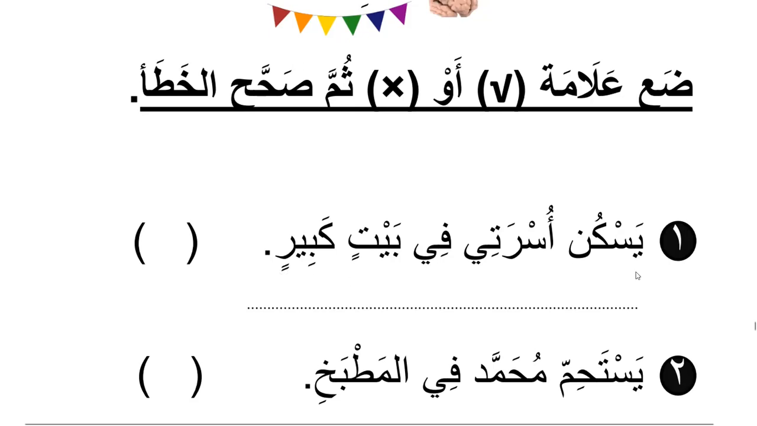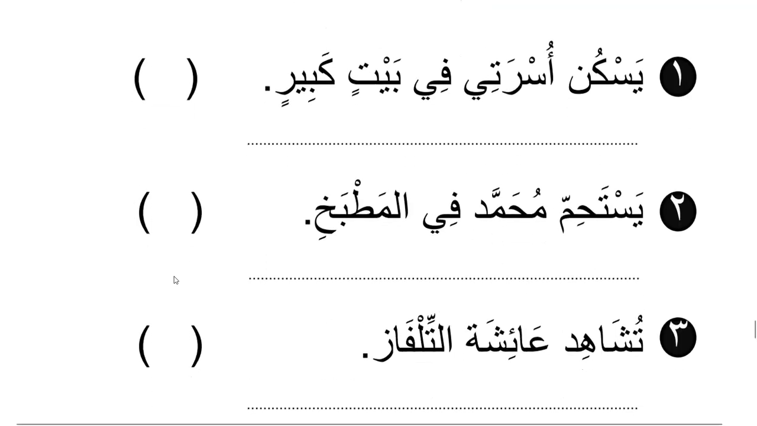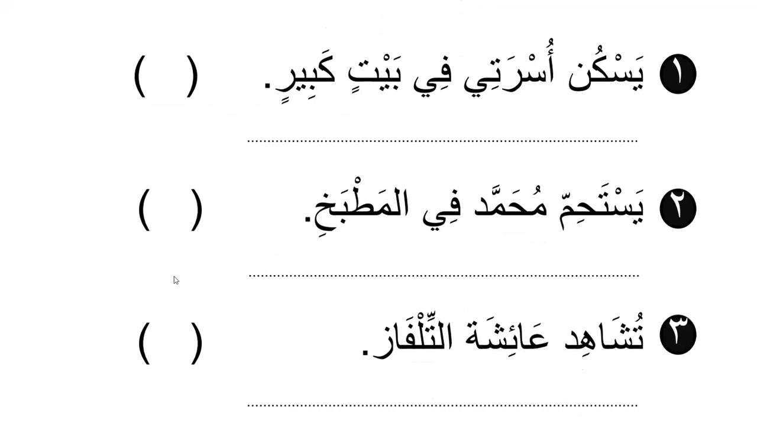Look, first tell me the word by word meaning of this sentence. Yaskunu means he lives. Good. Usrati means my family. Fi means in. Baitin means a house. Kabir, big. Is there any mistake in the sentence? Yaskunu is masculine and usrati is a feminine word. So we need to replace yaskunu with taskunu. Taskunu usrati fi baitin kabirin. So it's wrong. Khata.